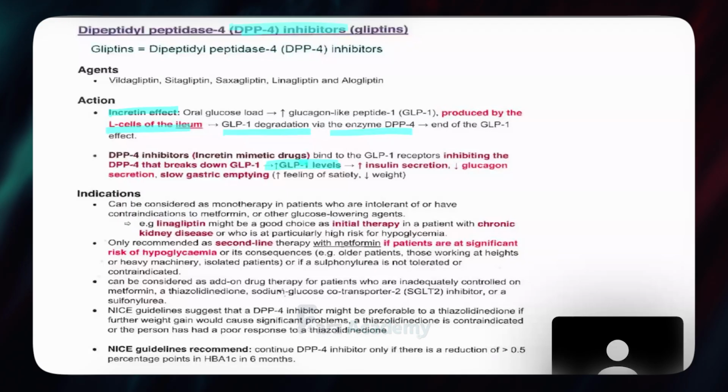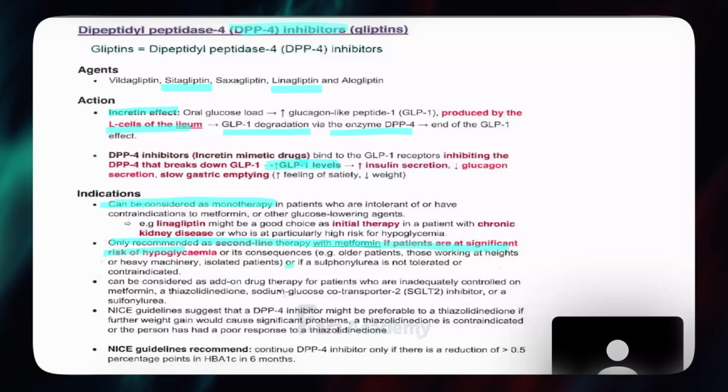The examples we know, sitagliptin and linagliptin, are used every day in common day-to-day practice. And the main indications are, see, there are some who consider monotherapy also, but you're usually not using it as monotherapy. You are usually using it as a combination therapy with metformin. It is only recommended as a second-line therapy to metformin if patients have a significant risk of hypoglycemia, or if sulfonylurea is not tolerated.